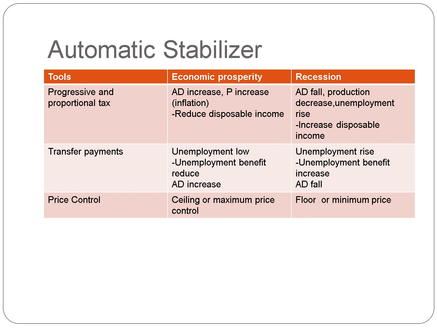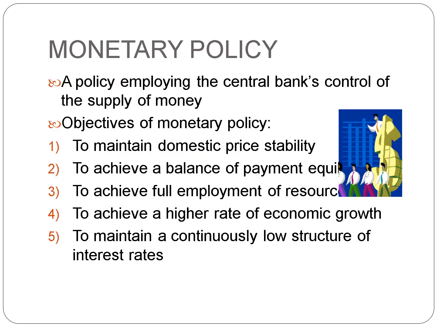Okay, this is automatic stabilization: those progressive and proportional taxes, transfer payments, and price controls. Okay, next is monetary policy. If the fiscal policy only uses two tools, what about the monetary policy? Monetary policy means a policy employing the central bank.